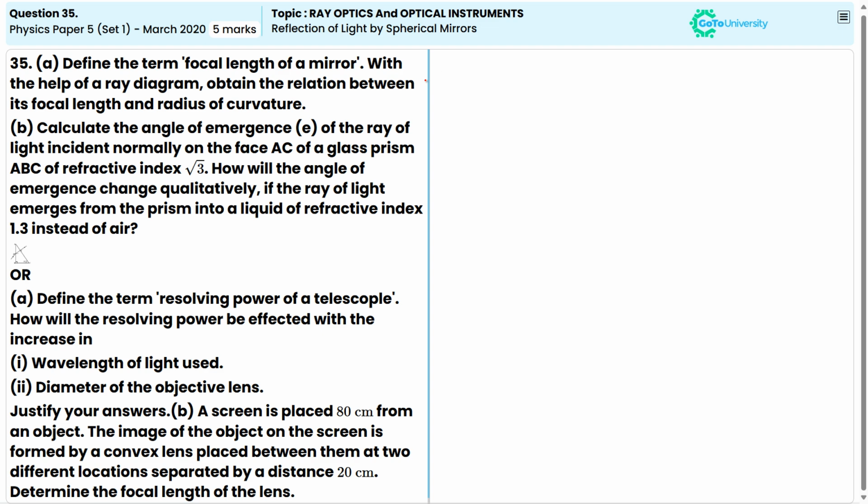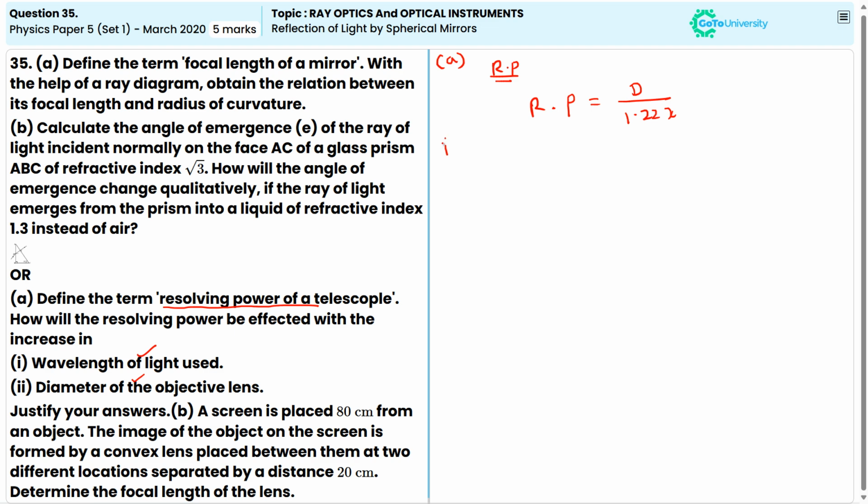Now let us discuss the second question. In this we have question A. The question is: define the term resolving power of a telescope. How will the resolving power be affected with an increase in the wavelength of light used, and the diameter of the objective lens? Justify your answer. The resolving power of a telescope is defined as the reciprocal of the smallest angular separation between two point objects whose images can just be resolved by the telescope. This resolving power is given by d by 1.22 lambda.